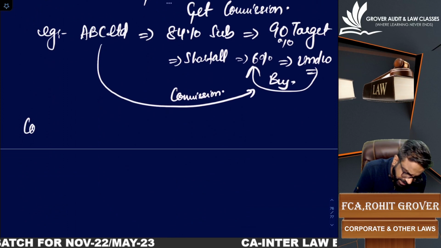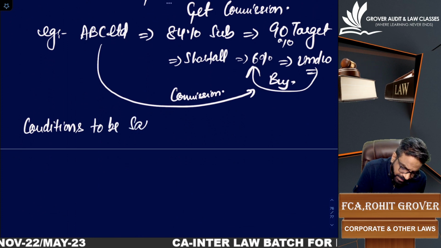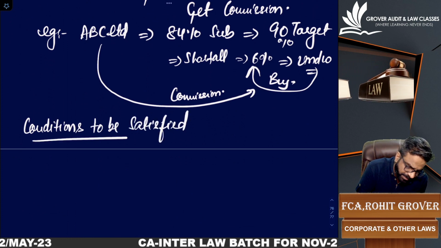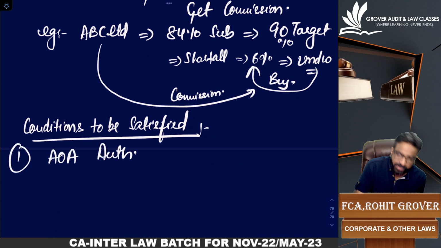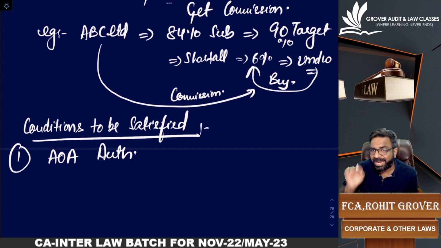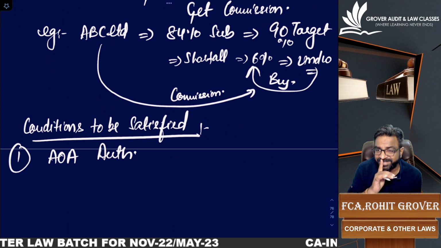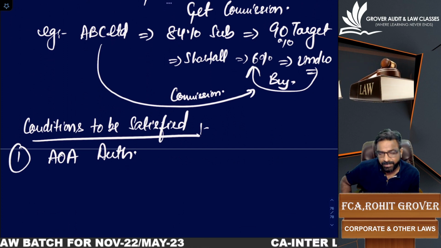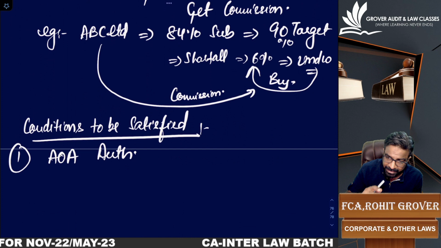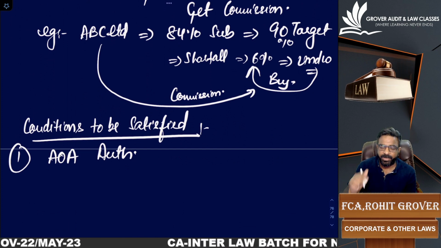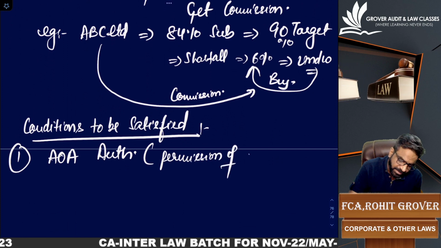Now, there are some conditions to be satisfied. Remember one thing. What is condition number 1? Your AOA authorization is required. Your articles of association must allow underwriting commission. If your articles of association are silent, you can't pay the underwriting commission. It means you have to first amend your articles of association and include the underwriting commission guideline. After that only you can hire the underwriters. Did you get the point? So whose permission is required, everyone? AOA. Permission of articles is required.